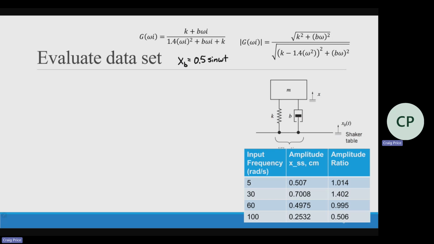This is just output X over XB, amplitude. So this is 1.01, 1.4, 0.995, and then 0.506. That's the same thing as magnitude. Amplitude ratio, magnitude, same thing. Okay?